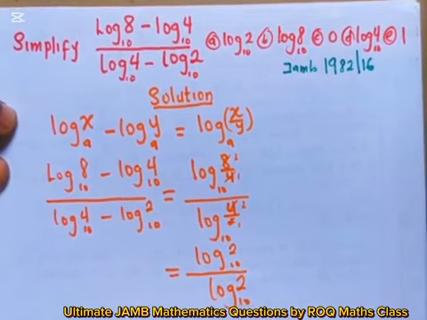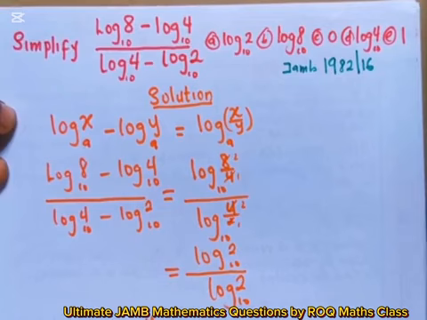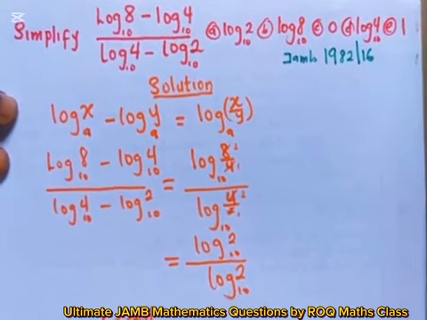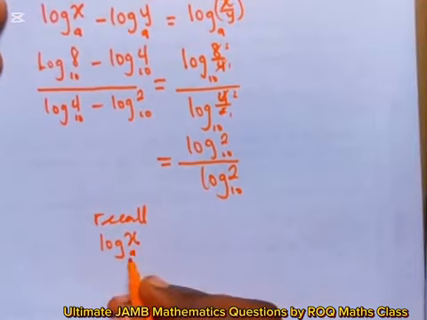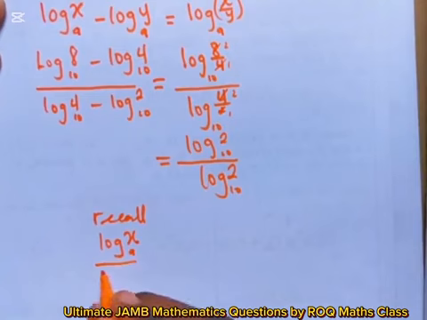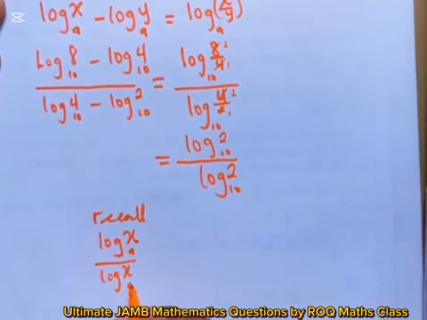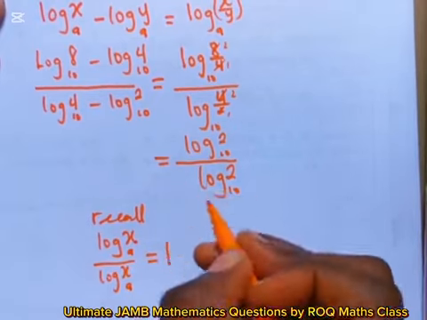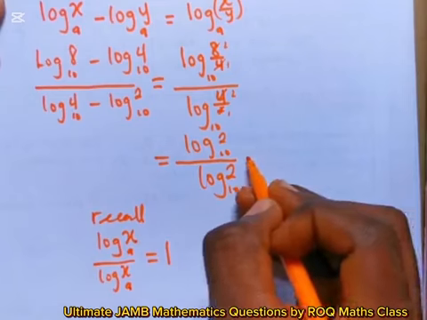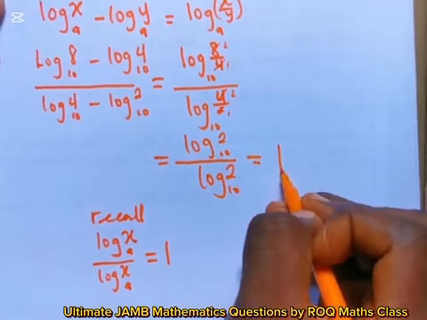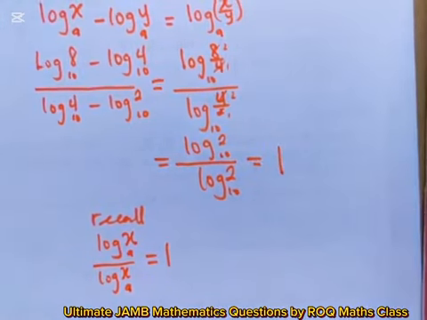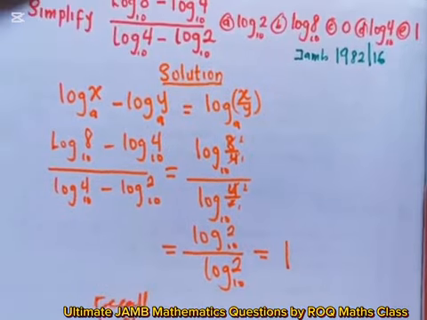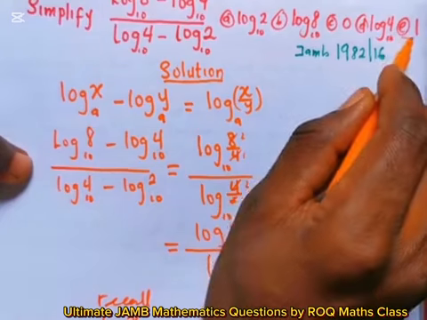And recall again that whenever you have the log of x base a over the log of x base a, this is equal to 1. So from here, my final answer is going to be equal to 1. And if you look at our options, it's the same thing as option E. That is the final answer.